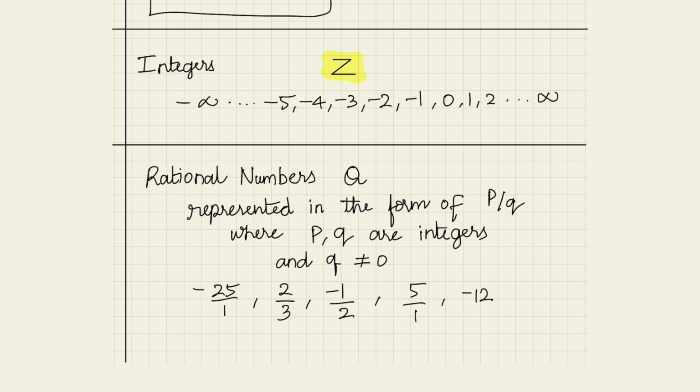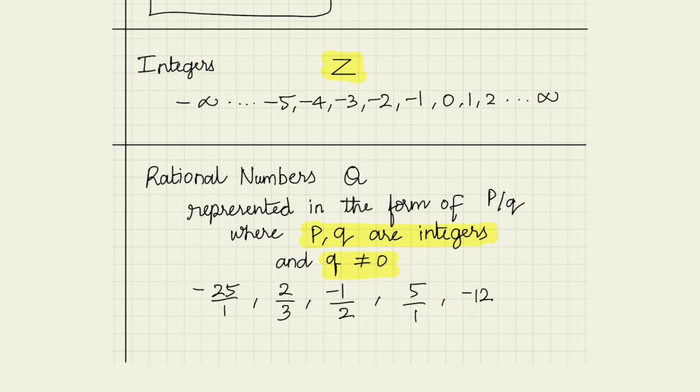So what is given here? The number should be represented in the form of p by q, p divided by q, and in that case p and q should be integers. So this is one thing that you are going to note here, p and q are integers. And one more important thing that is going to be key here is q not equal to 0. Okay, so these are things that you have to note. Okay, now let us take a few examples and see if those are rational numbers. Okay, now minus 25. We know minus 25 is an integer from what we saw already, right?